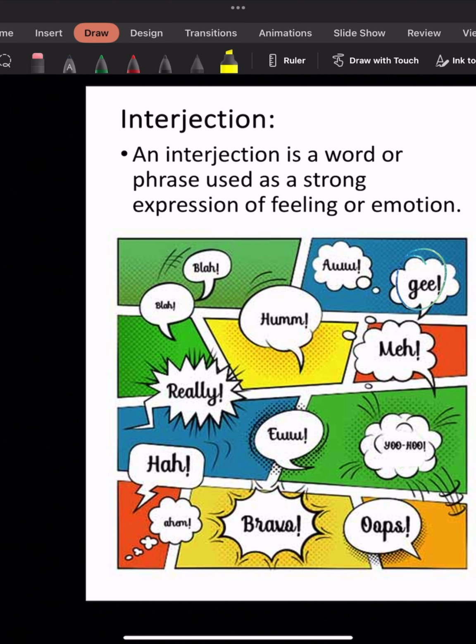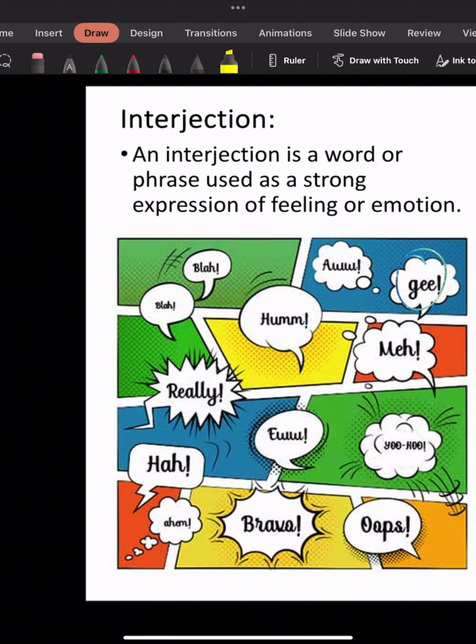An interjection is a word or phrase used as a strong expression of feeling or emotion, like golly, gee whiz, bravo, oops.